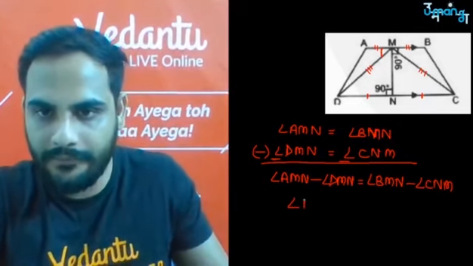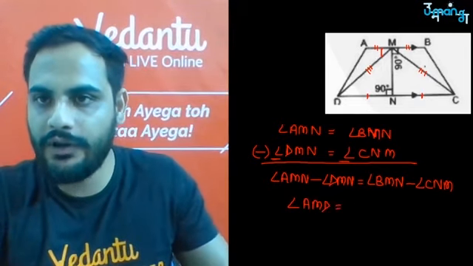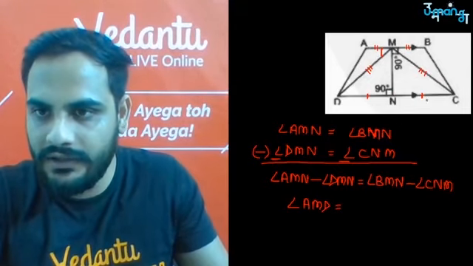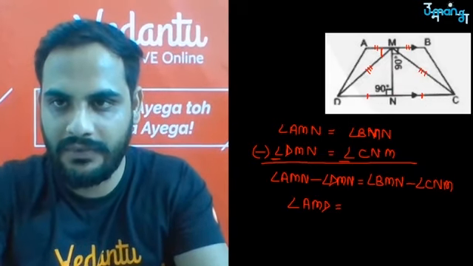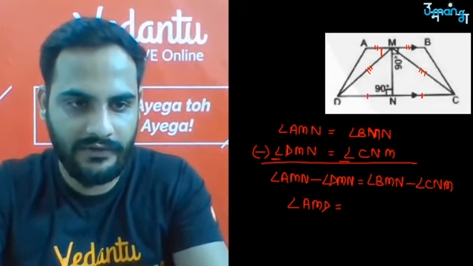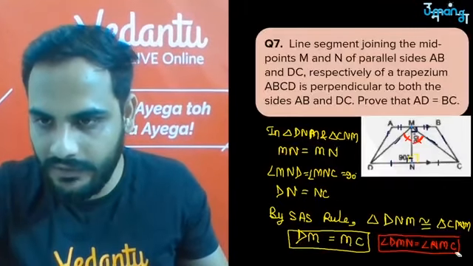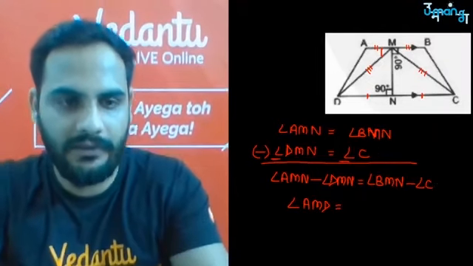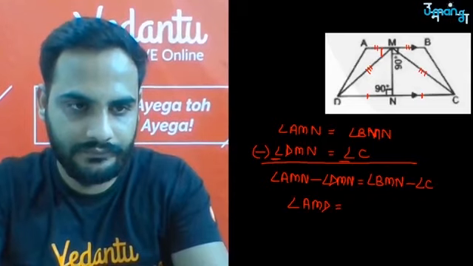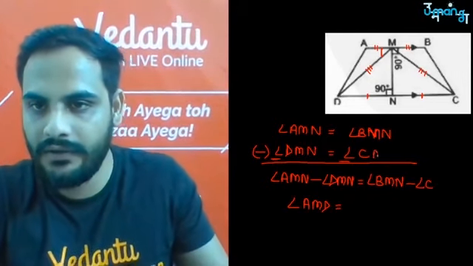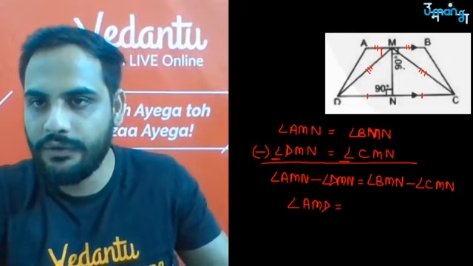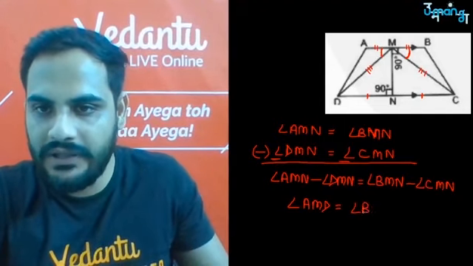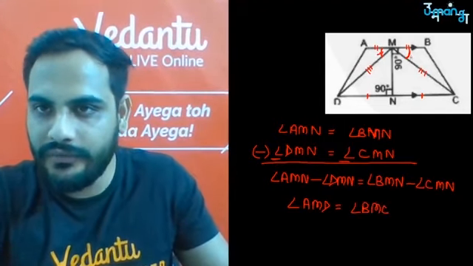Angle AMD is equal to, here from angle BMN you are subtracting C. I have written it wrong here, not CNM, it should be CMN. Earlier I had written it correctly. Here CMN has to be written, not CNM. So from BMN, if I subtract CMN, I am left with angle BMC. So these two angles are also equal.